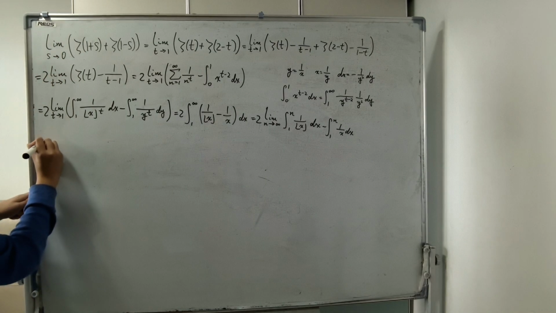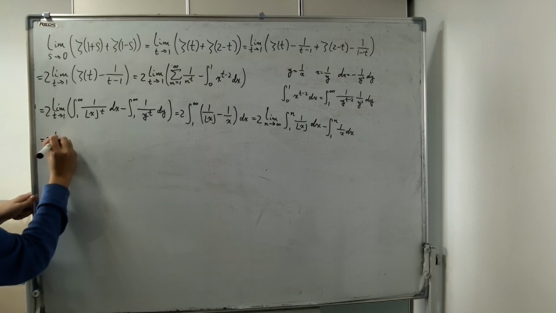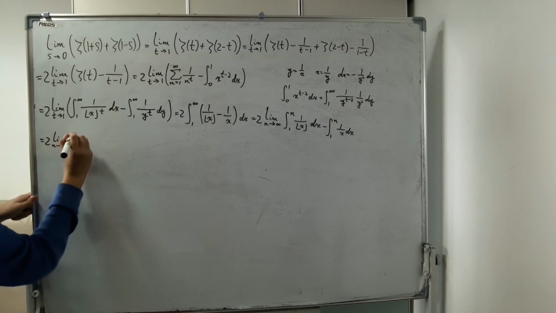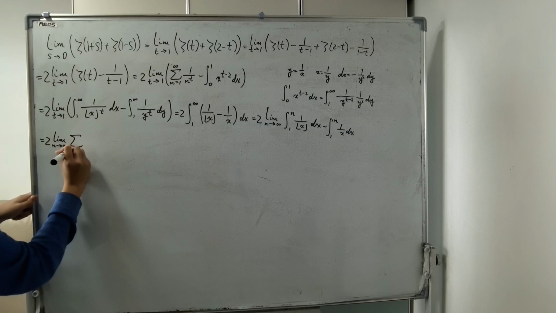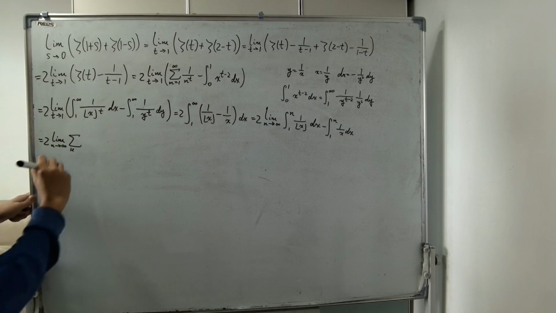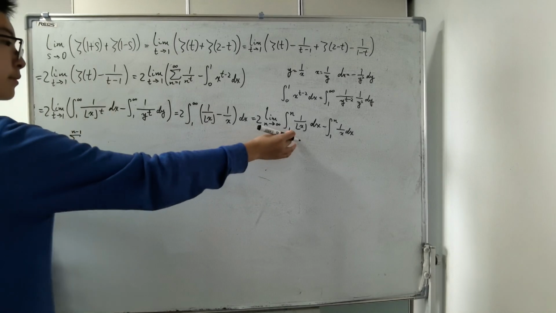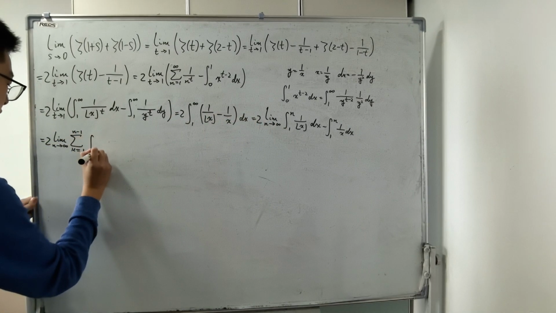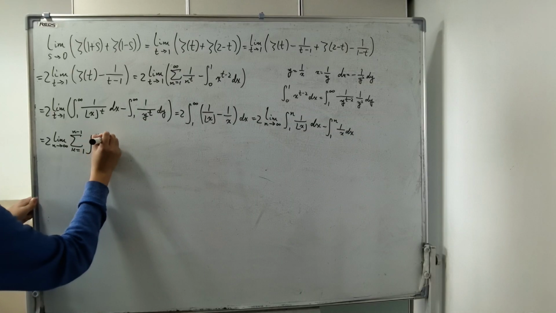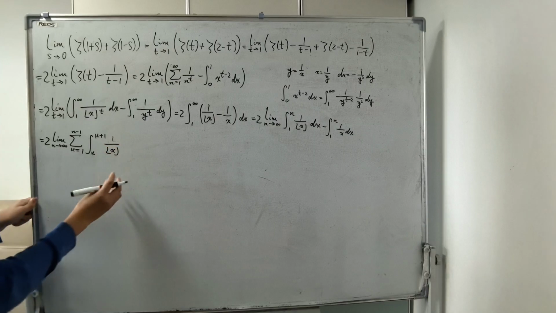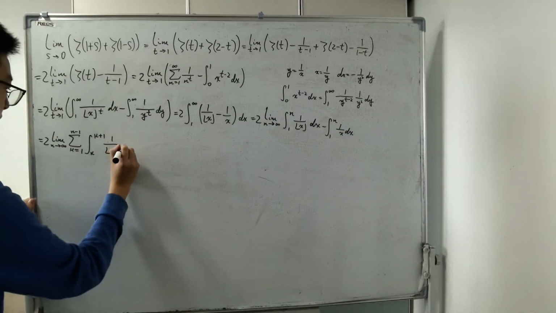So this we have 2 times the limit as n approaches infinity. We have this sum. We cannot use n now, so we use k equals 1 up to n minus 1 of the integral from k to k plus 1 of 1 over floor of x dx.